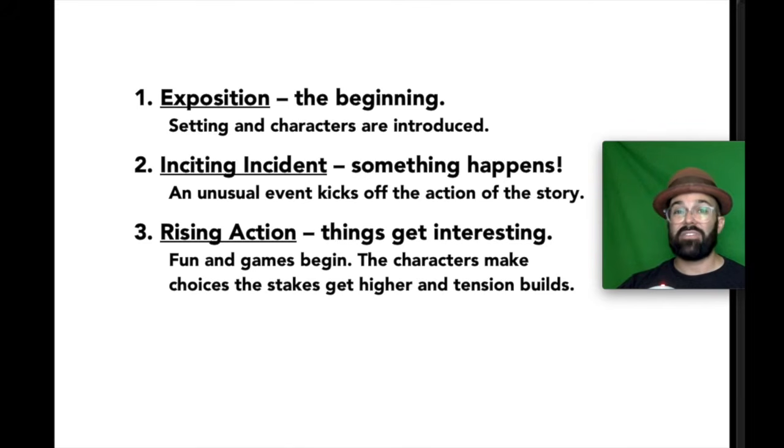It happens after the exposition. After we already understand what's normal, something abnormal happens. And that's what gets the story started. It's next, rising action. Things get more and more interesting. The fun and games begin. The characters make choices and the stakes get higher and tension builds. One reaction leads to another and things get more and more heavy as the time rolls on. Rising action. You got these notes? Let's look at the next set.